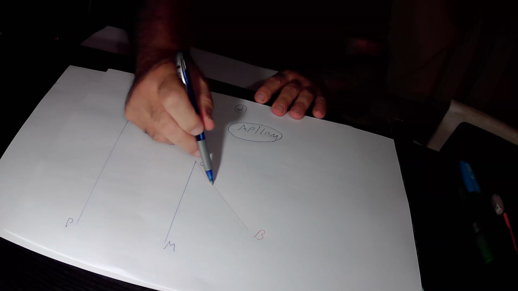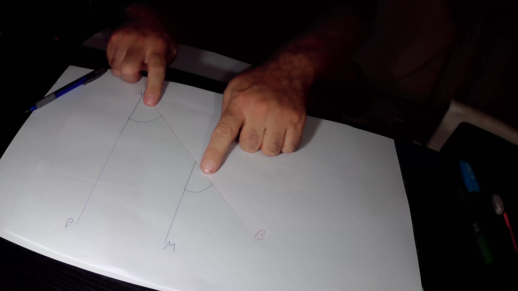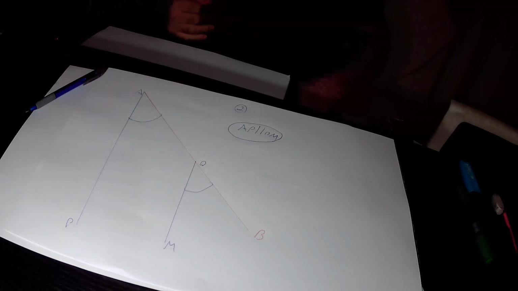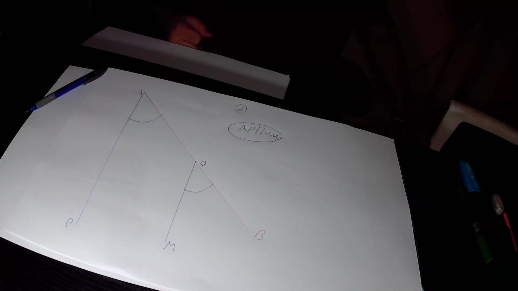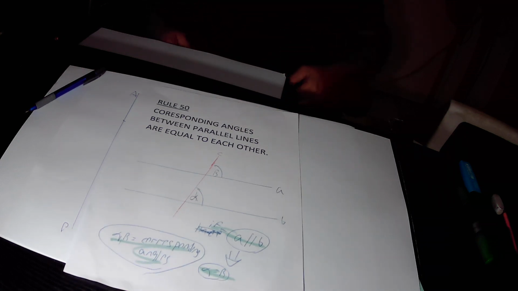Those two angles are defined as corresponding angles and they are located between the parallel lines AP and OM, and therefore they are equal to each other according to rule 50. According to rule 50, corresponding angles between parallel lines are equal to each other.